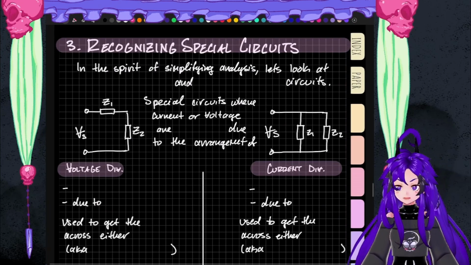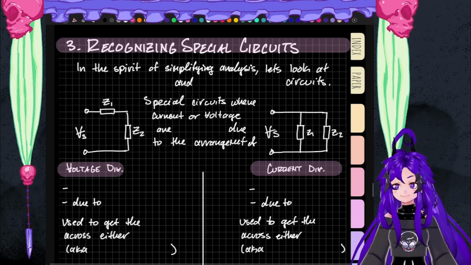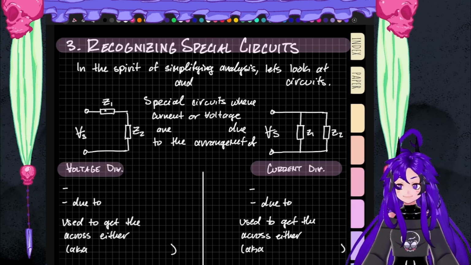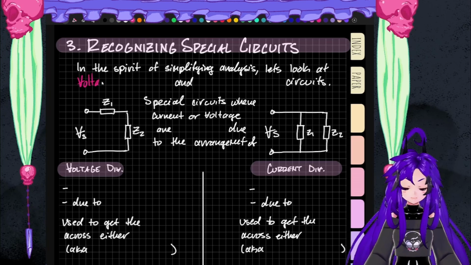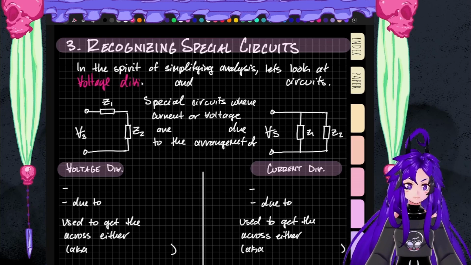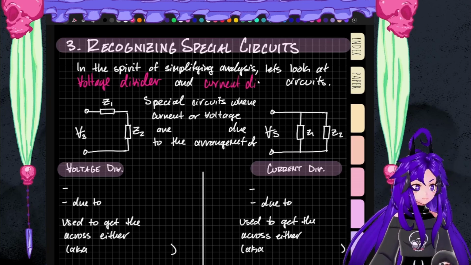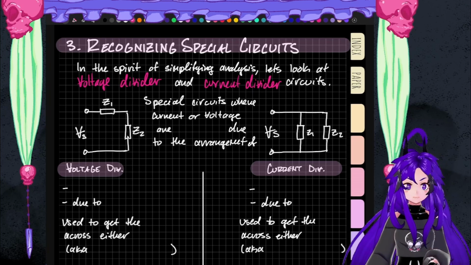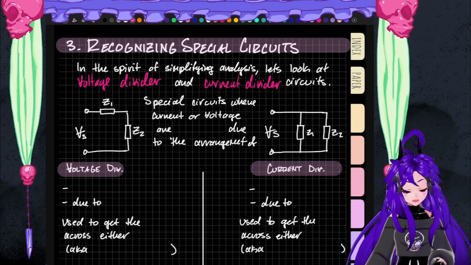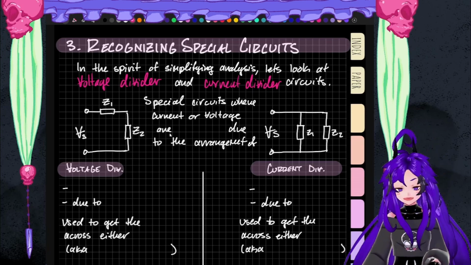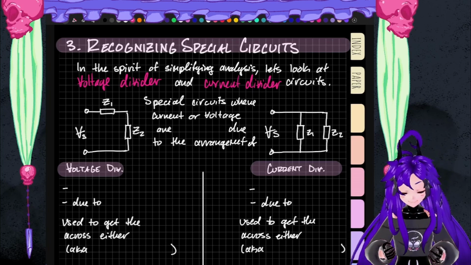The third shortcut we've got is recognizing special circuits. So, in the spirit of simplifying analysis, let's look at something called voltage divider and current divider. These are two specific shapes of circuits that we already know the math for, and we've already done the math for as a field, so we don't need to do it again.